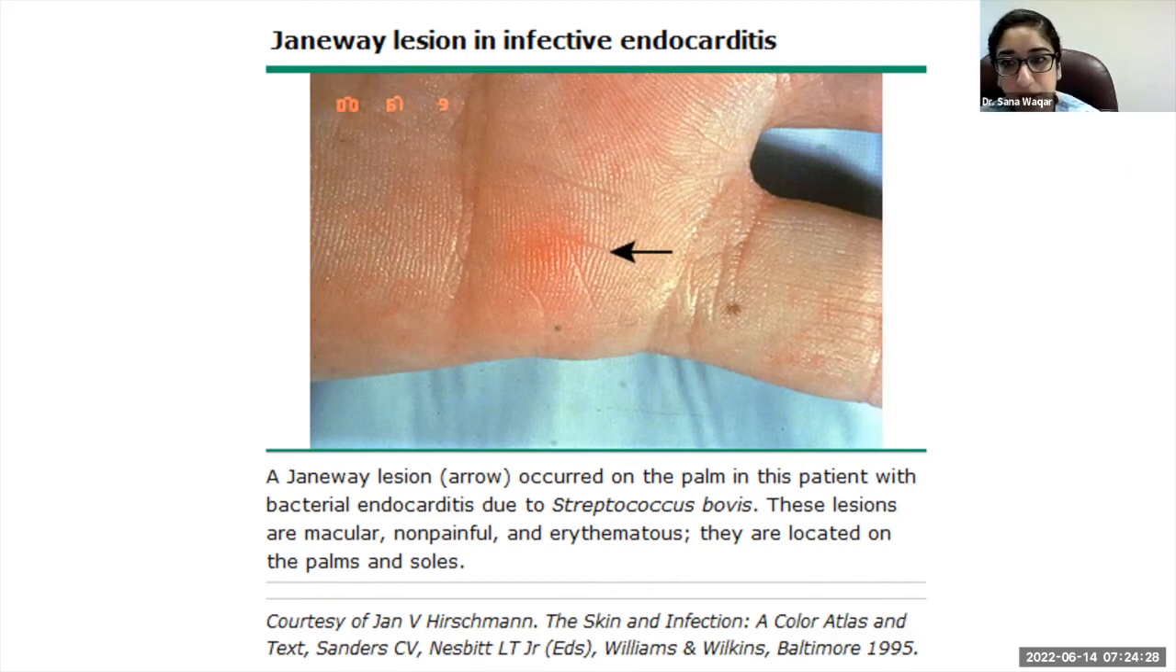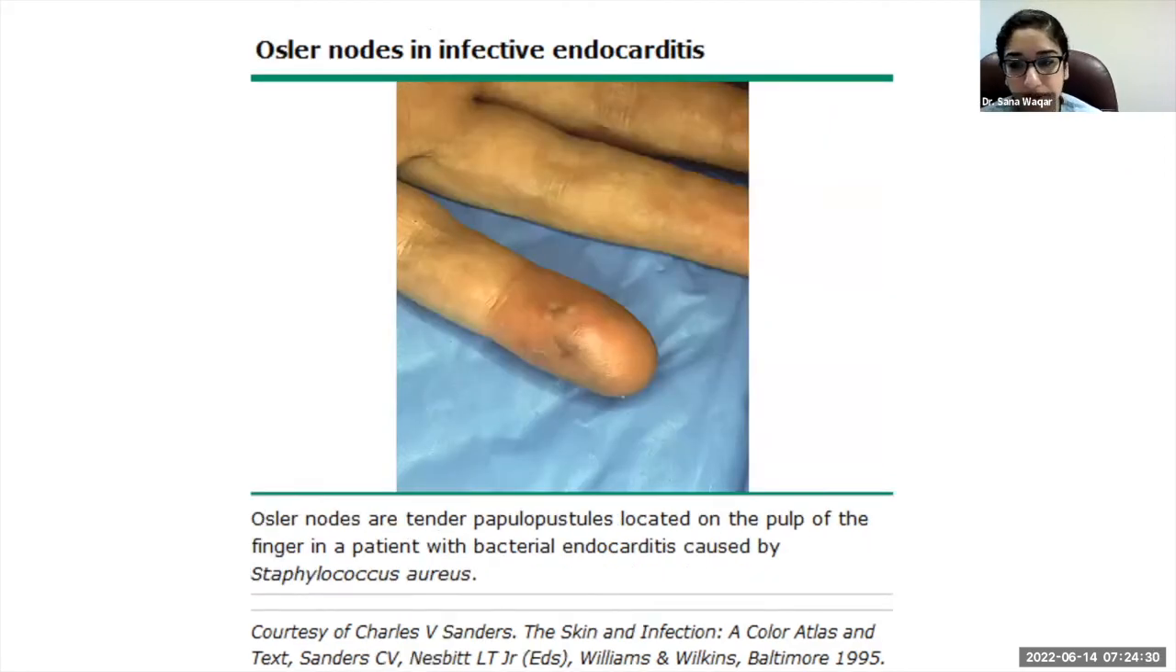So a detailed clinical exam is very important to elicit these clinical signs. Osler nodes in infective endocarditis are tender, as opposed to the previous ones. They're papulopustular, so if you palpate them with your eyes closed, they're more palpable than the previous ones, and they're located in the pulp of the finger. The previous ones were more on the palms and the soles. And in this patient, the patient had Staph aureus bacteremia and infective endocarditis.